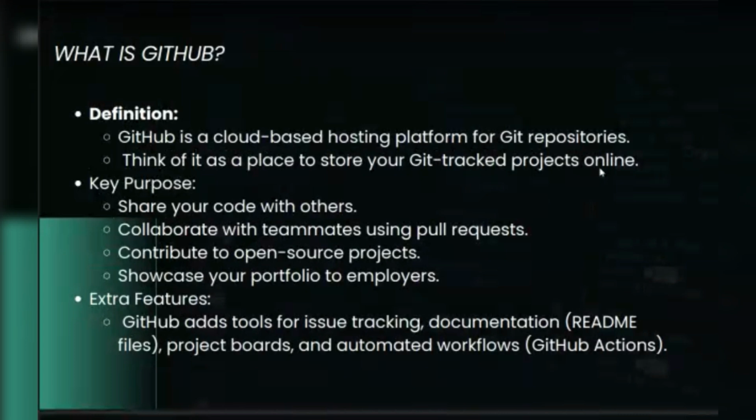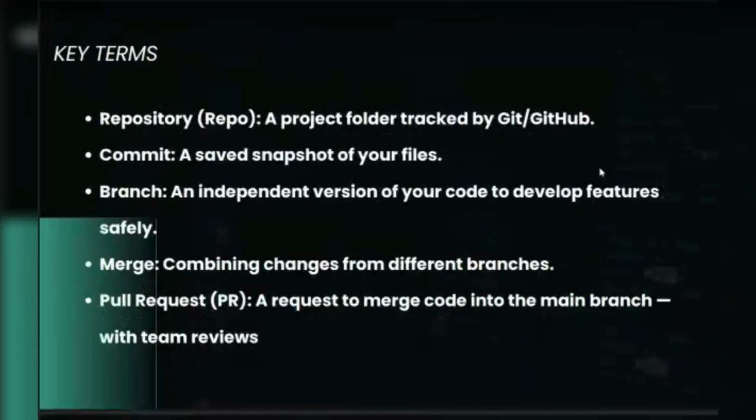Now, GitHub has tools for issue tracking, documentation such as README files, project boards, and automated workflows. All these are GitHub Actions. To portray more on GitHub, see your GitHub as an account where you can store your code in Git. So Git and GitHub work hand in hand.